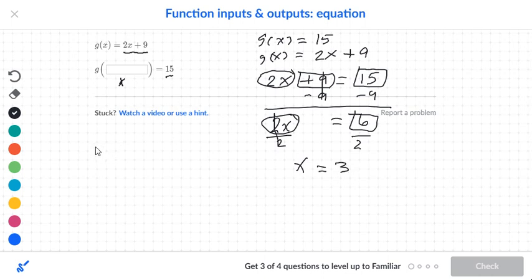So basically what you're saying here is that g of 3 is equal to 15. And you can check that by putting that in the original equation. If you take 2 times 3 is 6, 6 plus 9 is 15, so it does check. So your answer here would be 3.